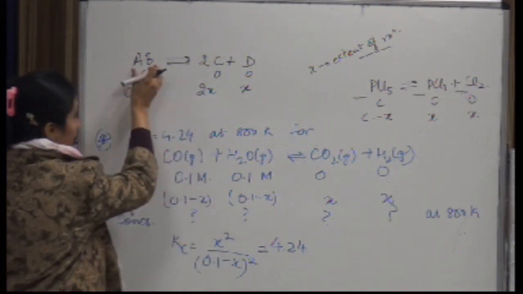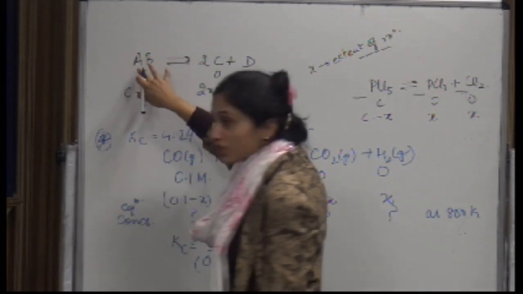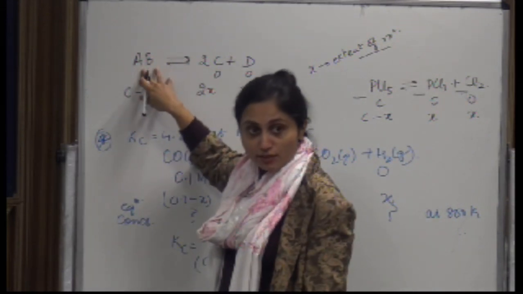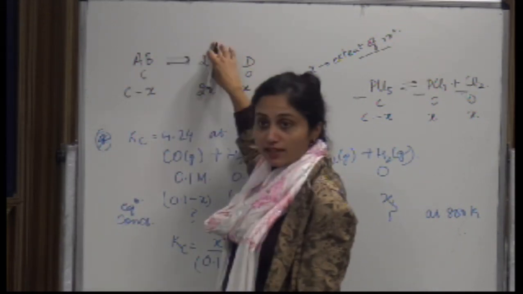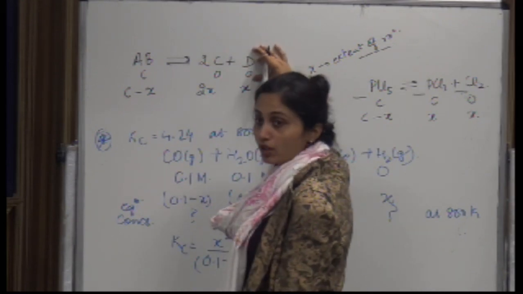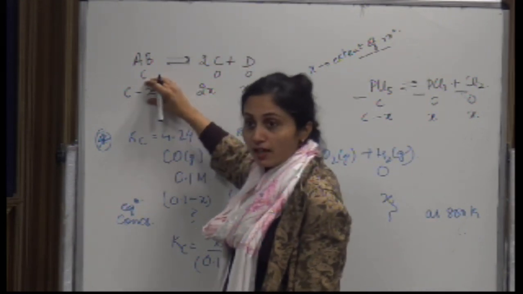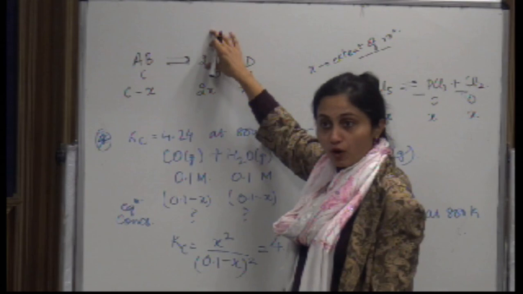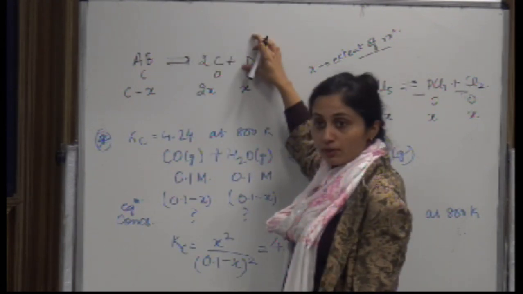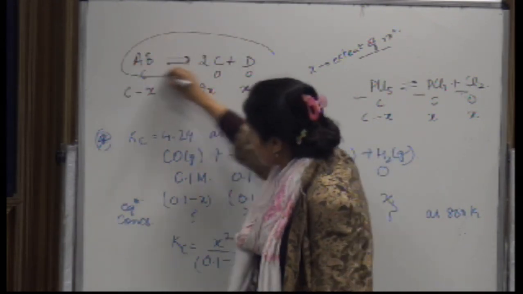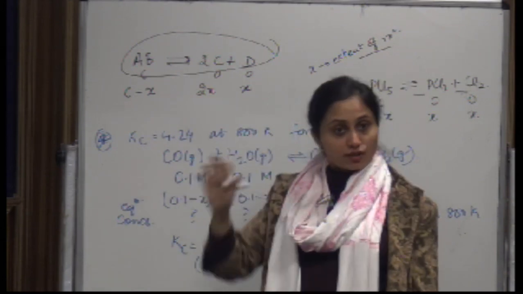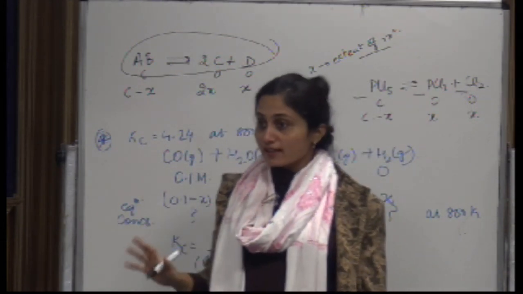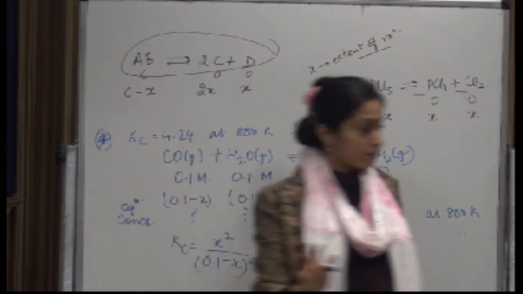Because whatever number of moles are being used here, if 1 mole of this is being used, then 2 moles of C are formed and 1 mole of D is formed. So if x moles are being used up, then 2x moles of C will be formed and then x moles of D will be formed. This goes in accordance with the balanced chemical equation. So you should be balancing your equation in the first place very properly.